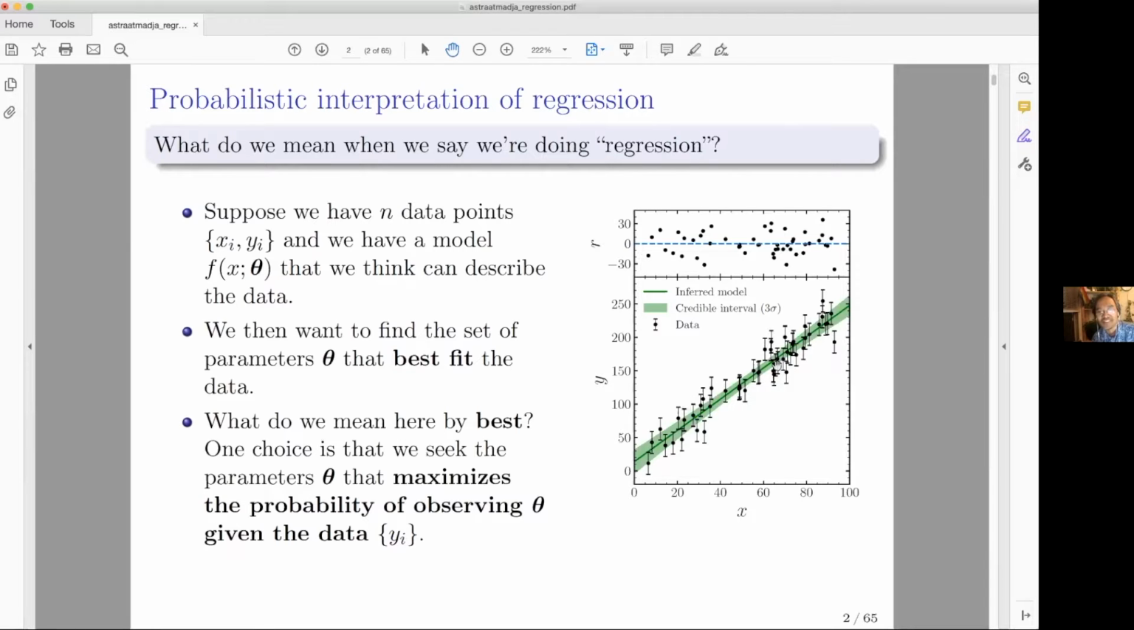Can you see the cursor? Try moving here. Yes, we see it. Okay, so you can see the cursor. Sorry about that.